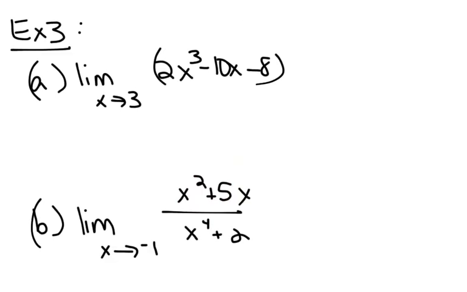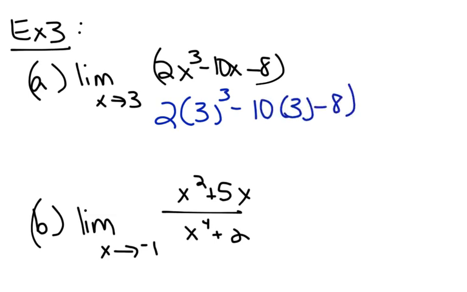These kinds of limits where you can just plug the number into the function are called limits by direct substitution. The only time that this works is when you know that you're not going to get 0 in the denominator of a function. So, in example 3, the limit as x approaches 3 of 2x cubed minus 10x minus 8 is done simply by just plugging in 3 everywhere you see an x, and then finding out that the answer is 16.